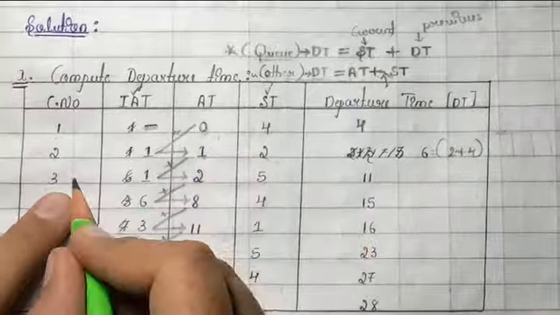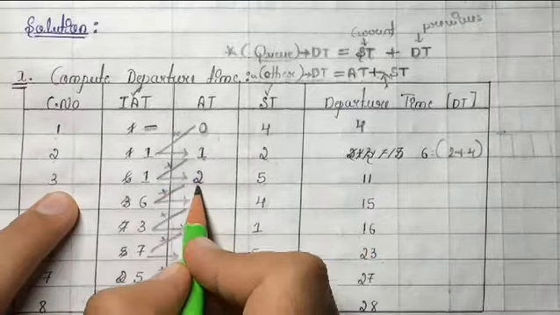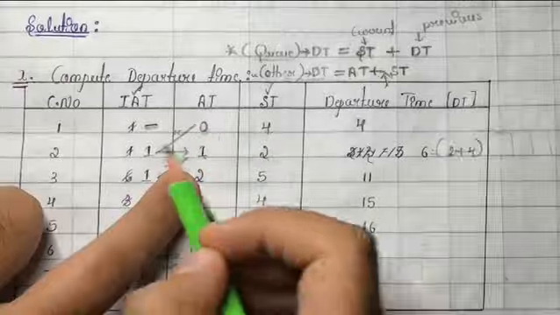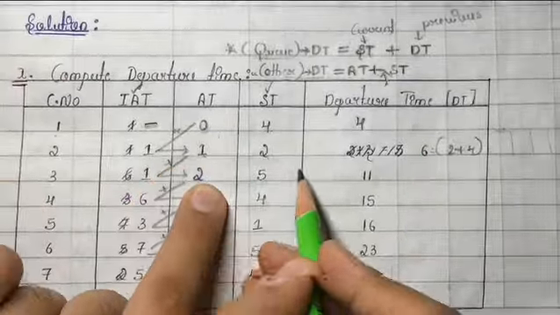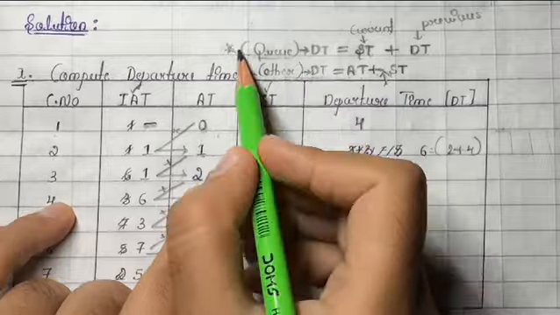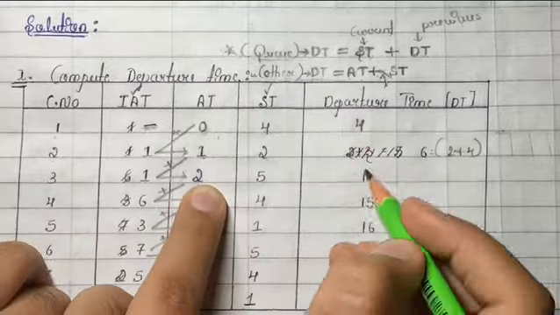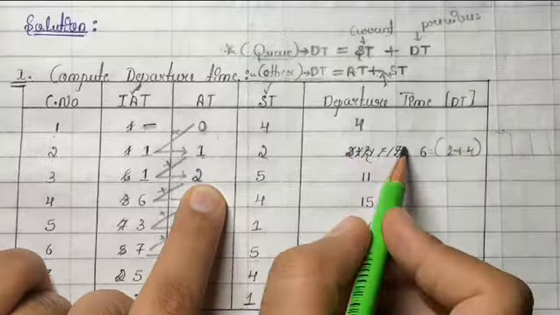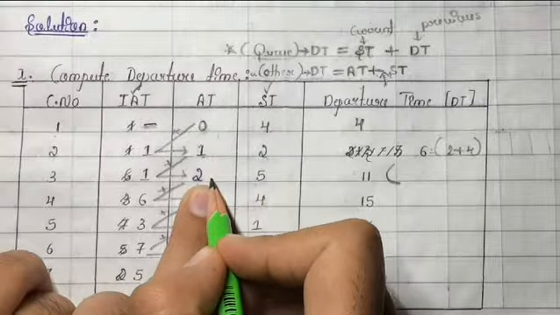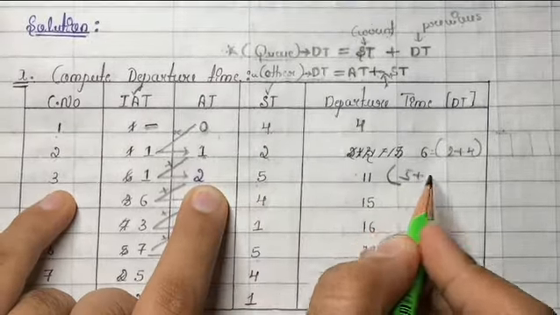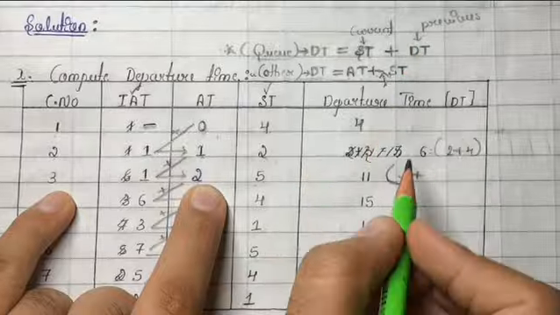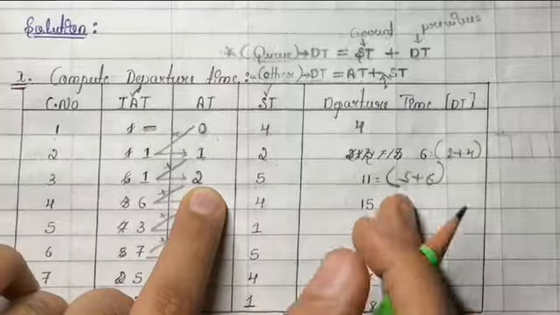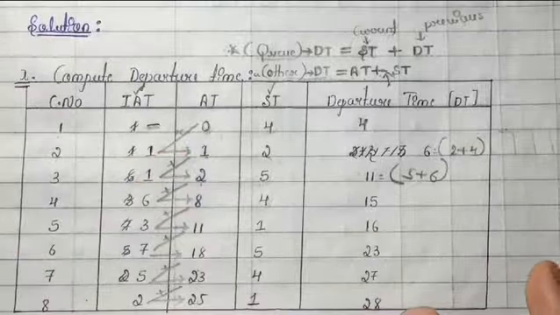Now for the third customer, arrival time is 2 and the departure time of the second customer is 6. It will enter the queue, so we use formula 1 to calculate the departure time, that is service time of the current customer plus departure time of the previous customer. Service time for the third customer is 5 plus departure time of the previous customer, 6. So 5 plus 6 is 11. Calculate the other values also and you will get the results.